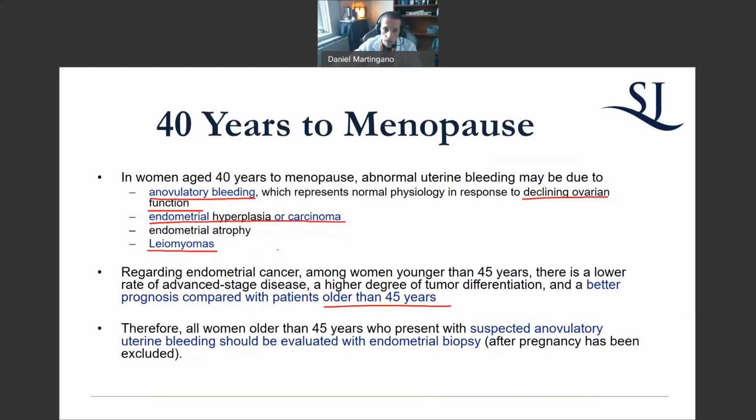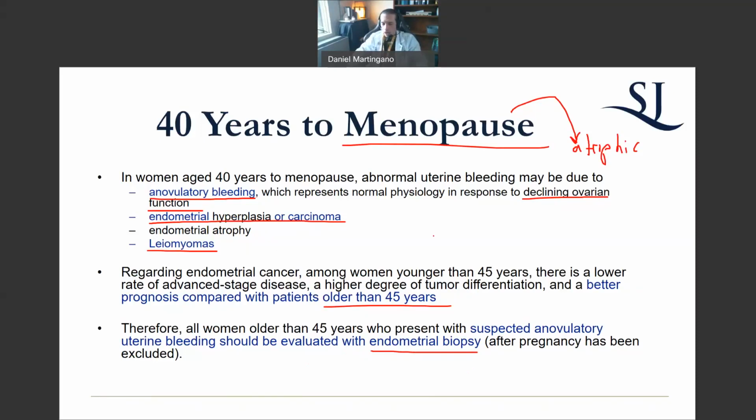But the most common cause of bleeding for a menopausal patient is what? It's atrophic vaginitis, right? It's atrophic bleeding. So just keep that in mind. If a patient is postmenopausal, you need an endometrial biopsy to rule out endometrial hyperplasia or carcinoma.